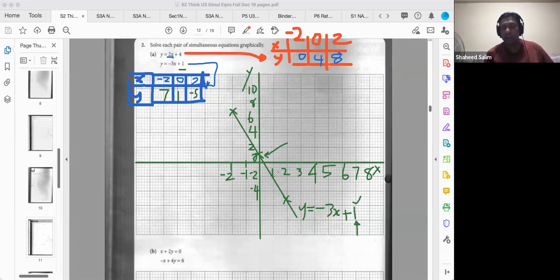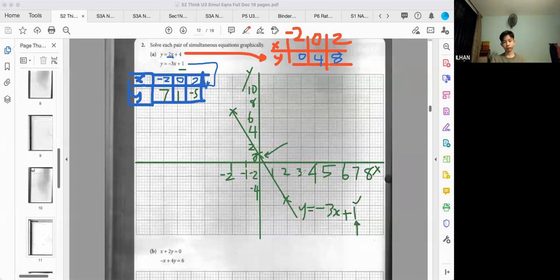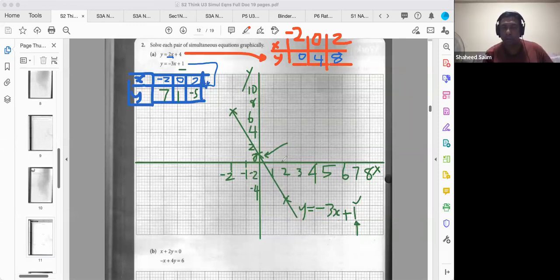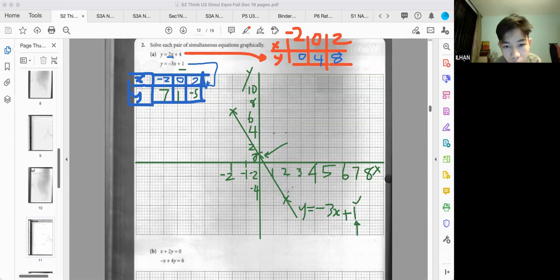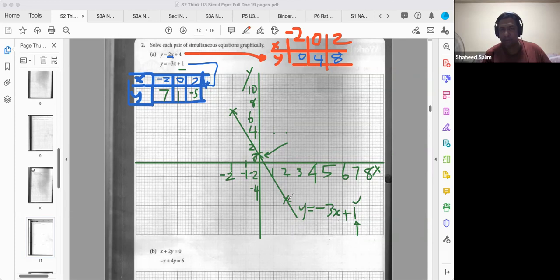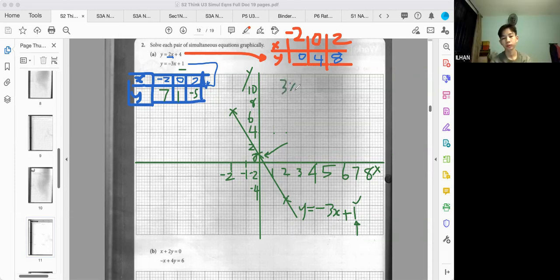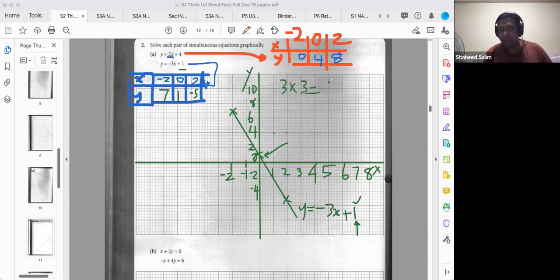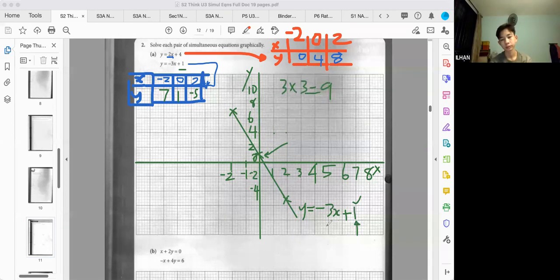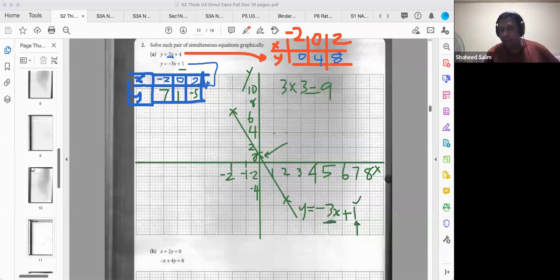X increased by 1, X increased by 2, X increased by 3. What happened to y? Y goes down 2, 4, 6, 8, 9. 3 times 3 is 9. Can you see that? Yeah. This is correct, you see? The y is 3 times the x.